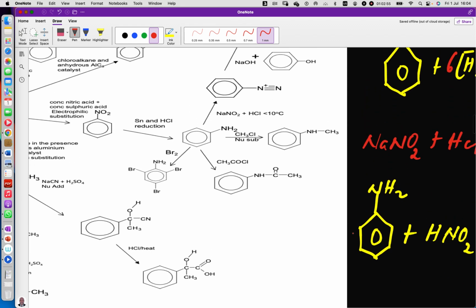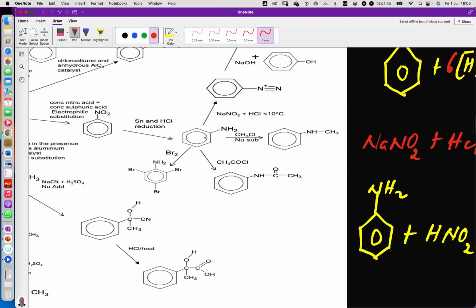From this compound here, reacting at less than 10 degrees, the salt is formed. The salt is from the ion, the diazonium ion. The diazonium ion reacts with an alkaline solution of phenol in a coupling reaction.